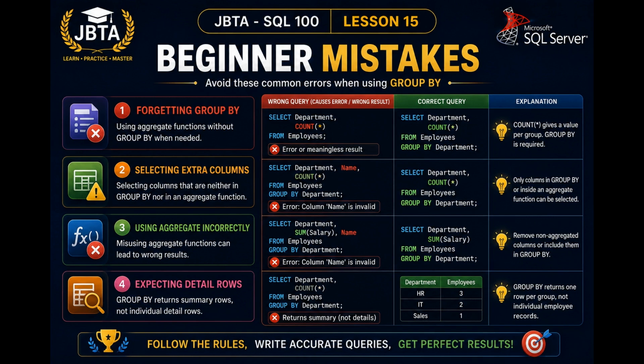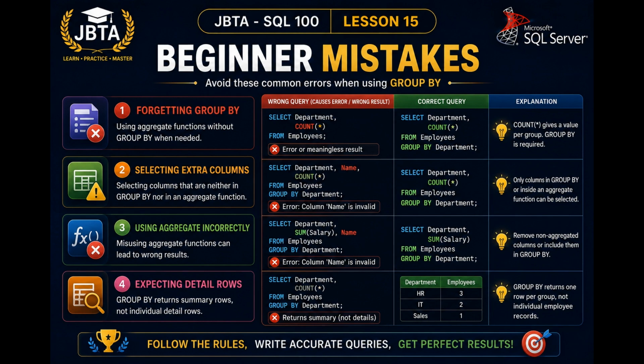When beginners start using Group BY, they often make a few common mistakes. Understanding these mistakes will help you write better SQL queries and avoid unnecessary errors. The first mistake is selecting a column that is not included in the Group BY clause and is not used inside an aggregate function. SQL Server cannot decide which value should be displayed for that group, so it returns an error. The second mistake is forgetting to use an aggregate function when a summary value is required.